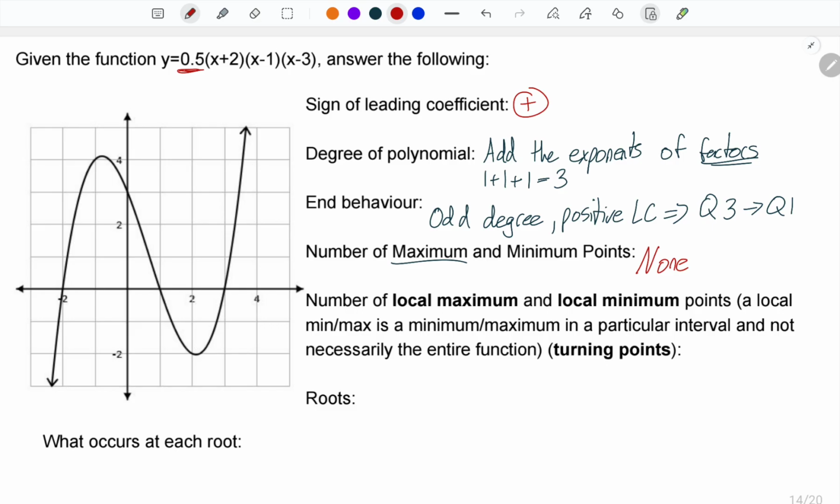In comparison, though, we have these things called local maximums, local minimums. Sometimes we call them turning points, but a local maximum is a point that is basically the highest in the area, so that's a local max there. And at the bottom here is a local minimum.